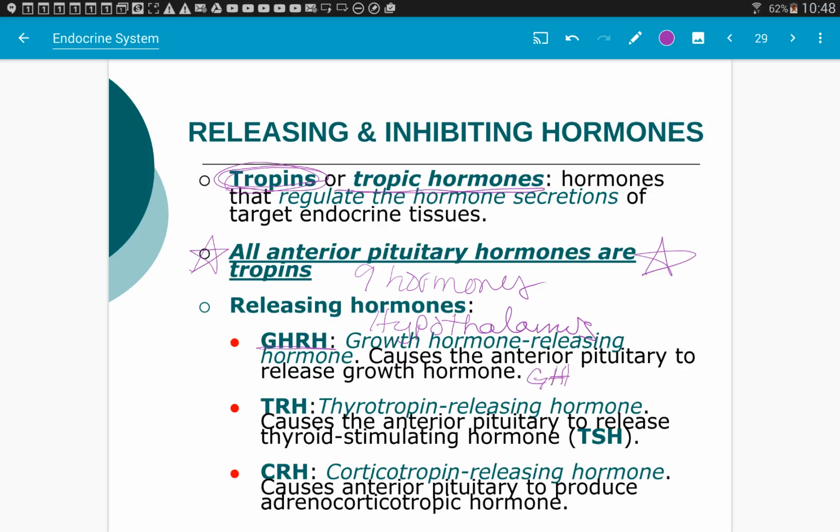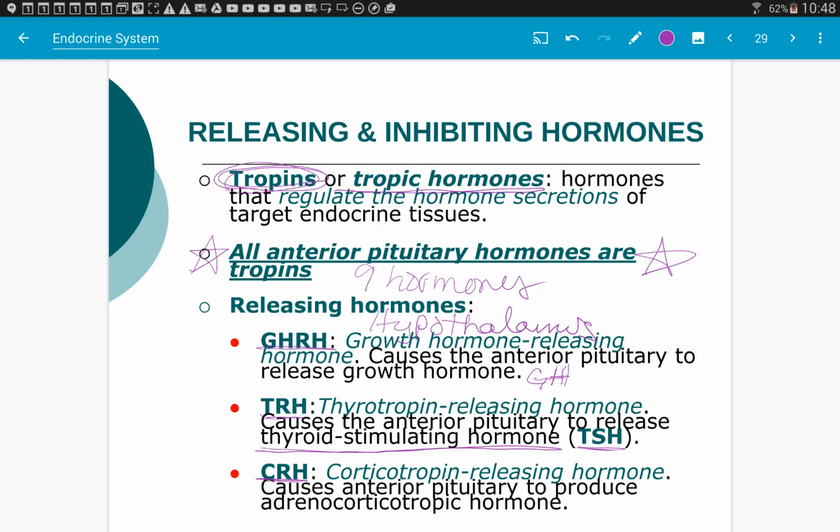The next one, thyrotropin releasing hormone. That's going to be released from our hypothalamus, and it tells our anterior pituitary to release TSH, or thyroid stimulating hormone. This is a really important hormone. If you ever get a blood test or they check your thyroid levels, you'll see the TSH on your blood report.